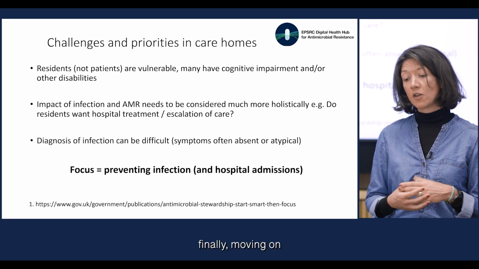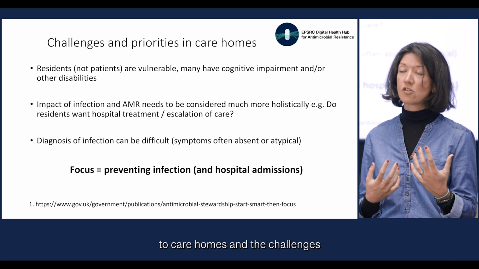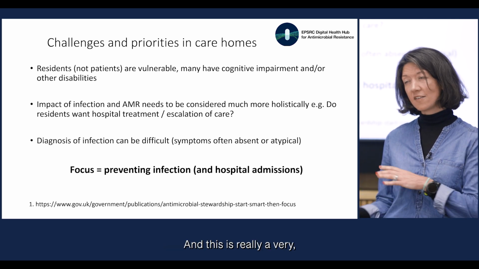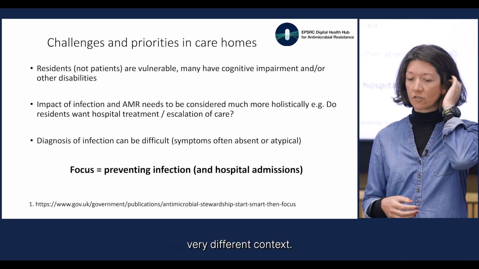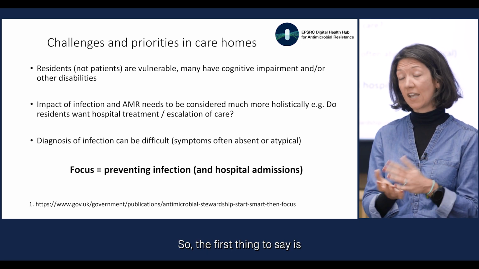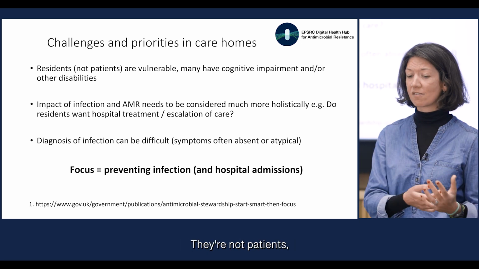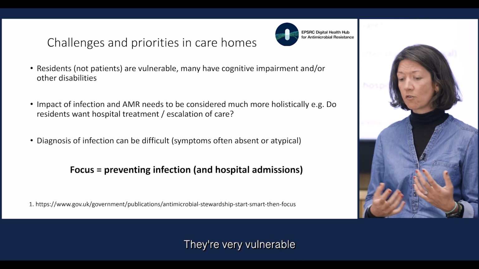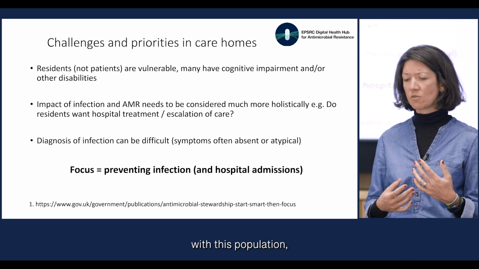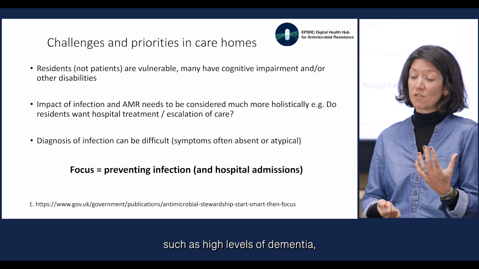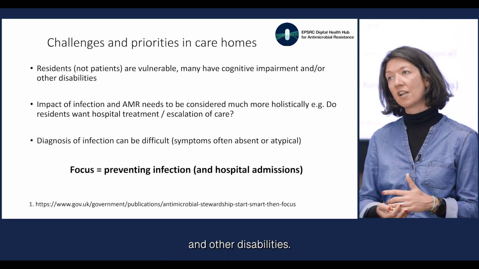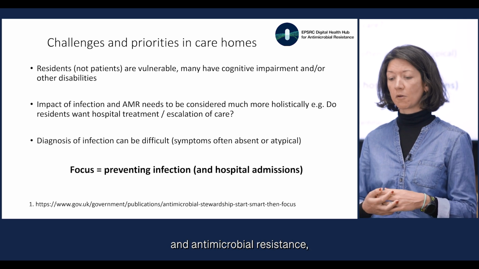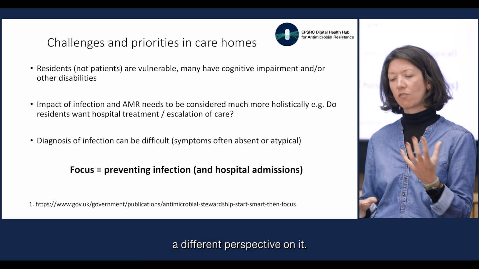So then finally moving on to care homes and the challenges and priorities around antimicrobial resistance in this setting. And this is really a very, very different context. The first thing to say is that we're dealing with care home residents. They're not patients, so they're not acutely unwell. They're very vulnerable, and there are other challenges with this population, such as high levels of dementia, cognitive impairment, and other disabilities.